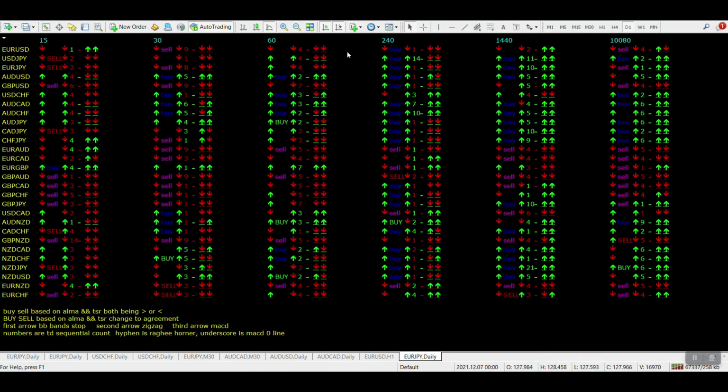The 4, that's the TD DeMark, the numbers, TD sequential, 1, 2, 3, all the way up, like that. That's the current count. I don't know what this is. Raggy Horner. If it's a red dash, it's below. The price is below. QQE and so on.